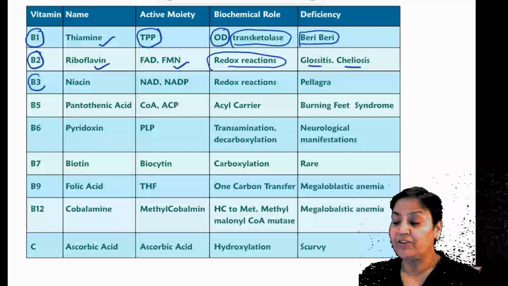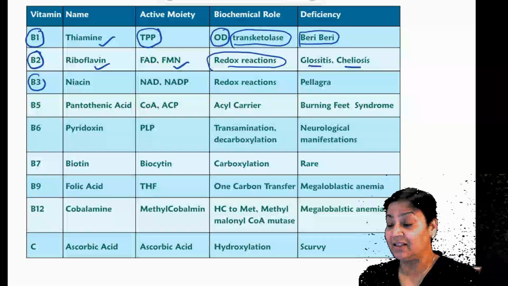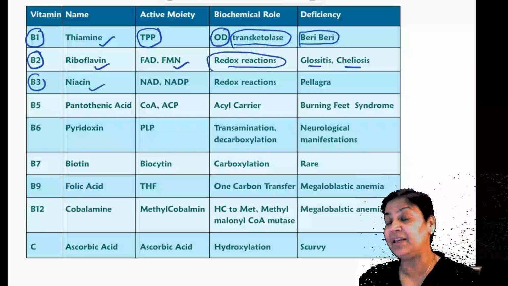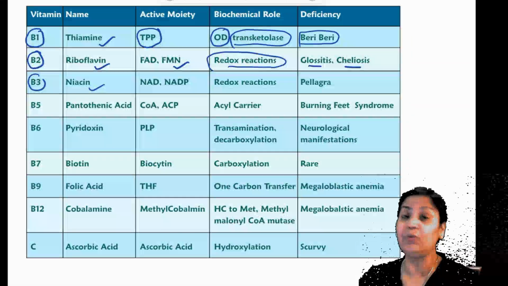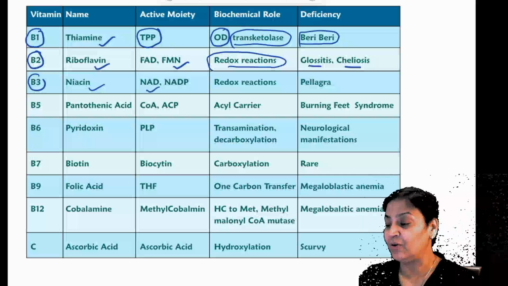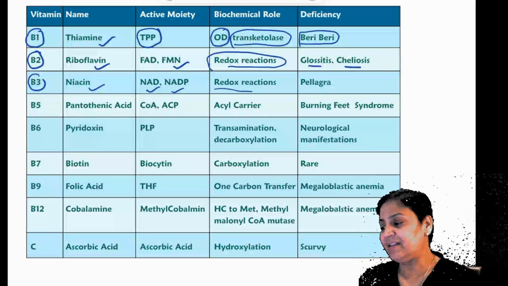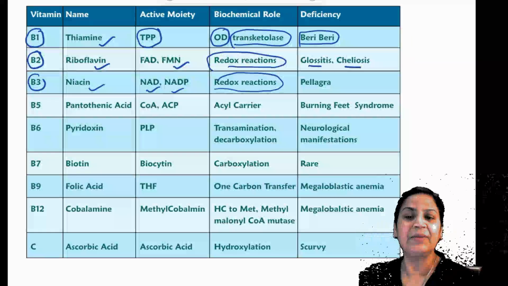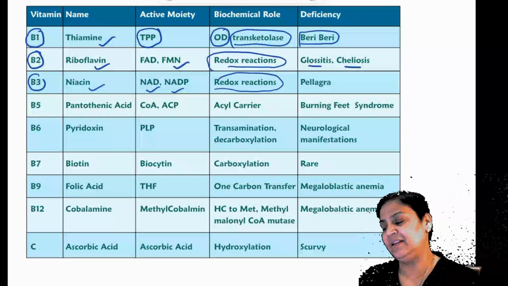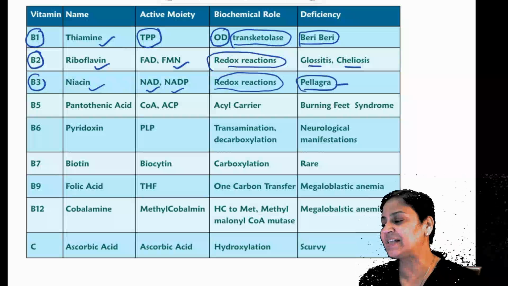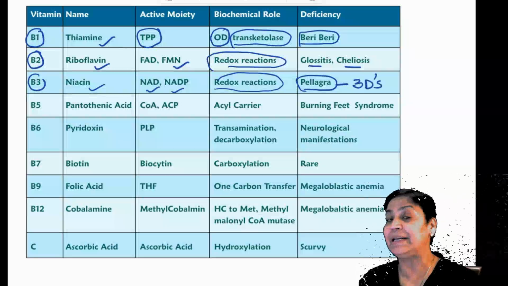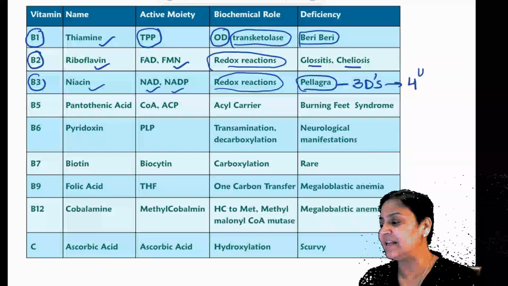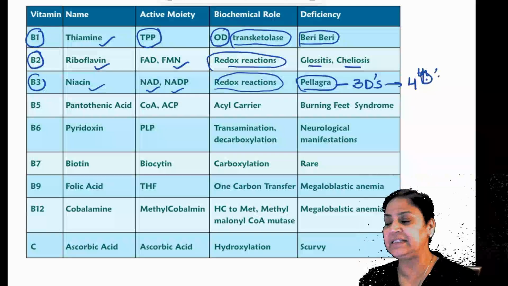If we talk about B3, it is the only endogenously synthesized vitamin, synthesized from tryptophan. 60 milligram of tryptophan is required to generate 1 milligram of niacin. The active forms are NAD and NADP. And again, just like FAD is converted into FADH2, similarly NAD is converted into NADH plus H positive. So, deficiency of this leads to pellagra, which is characterized by 3 Ds: diarrhea, dermatitis and dementia, which leads to the final D, which is death.